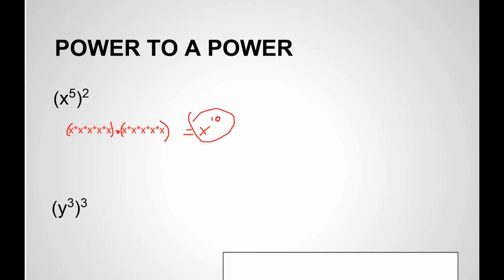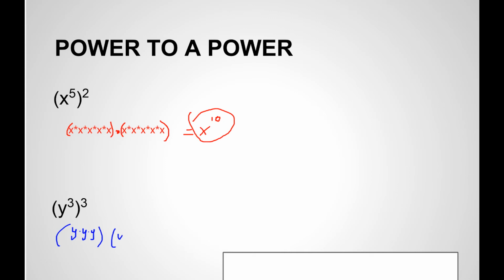Then we go down here, we look at it again. We look at this y to the third power. And what is our y to the third? Well, it ends up being y times y times y. But we have to do that a total of 3 times because it's the third power.